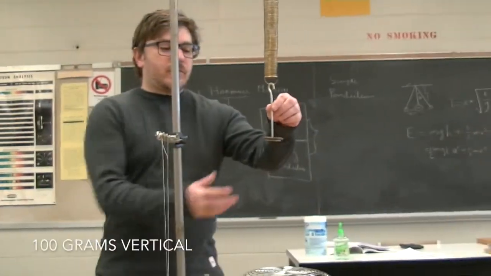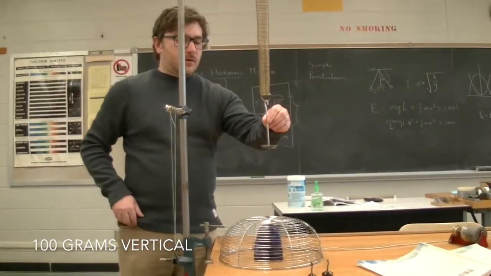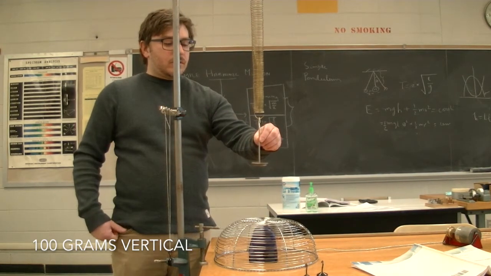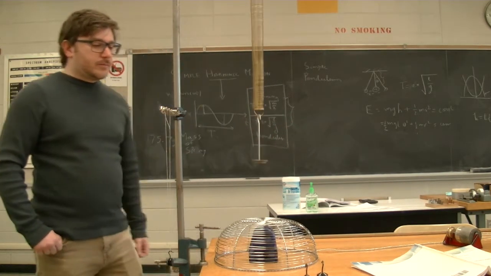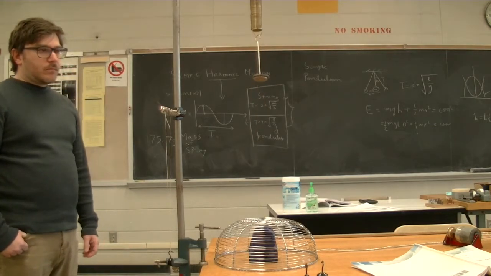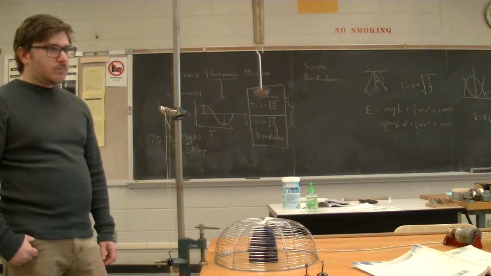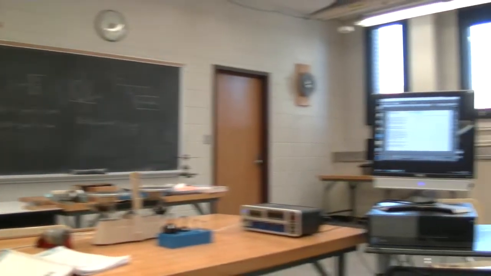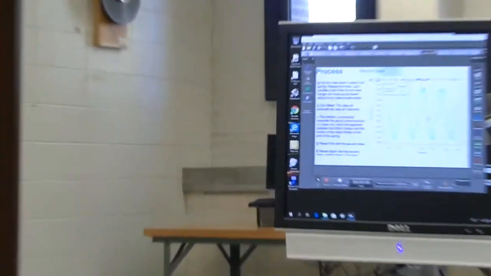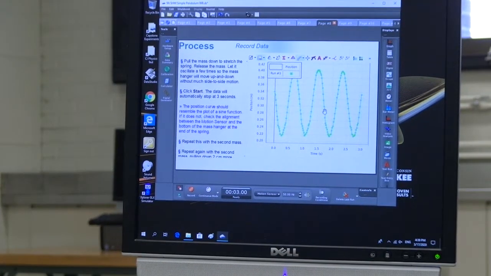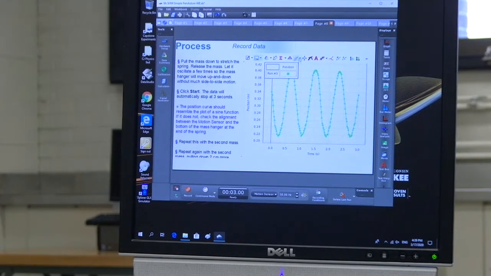So we have 50 grams on a 50 gram hanger. Pull it down just out of equilibrium and let it oscillate. As it oscillates, the sensor records the data, and we should get a graph like this. So as you can see, it's a sinusoid, and then we can measure the period using the smart tool like we did before.